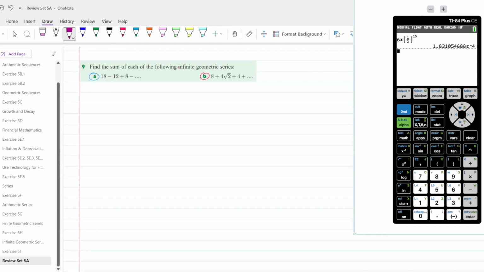Find the sum of each of the following infinite geometric series. So I'll solve this one. This one is for you to solve on your own. u1 is 18, u2 is -12, hence r equals u2 divided by u1, -12 divided by 18, that is -2 divided by 3. Now the absolute value of r is 2 divided by 3, and it is less than 1. Hence this infinite geometric series is convergent and we can find the sum.